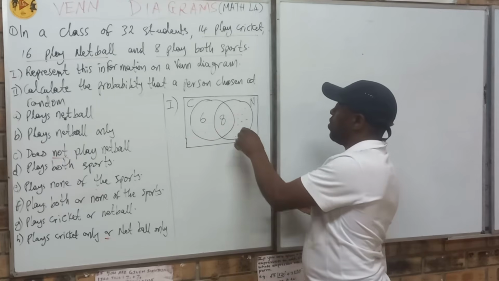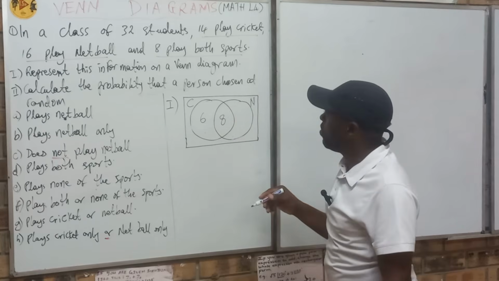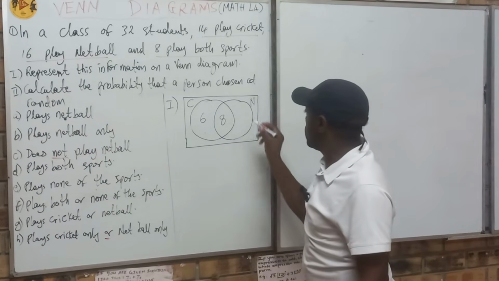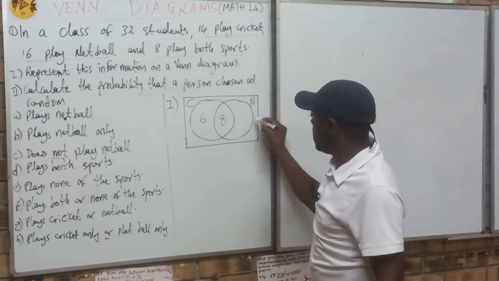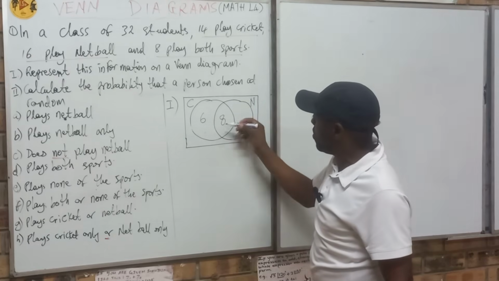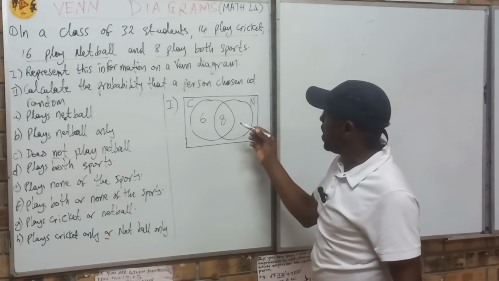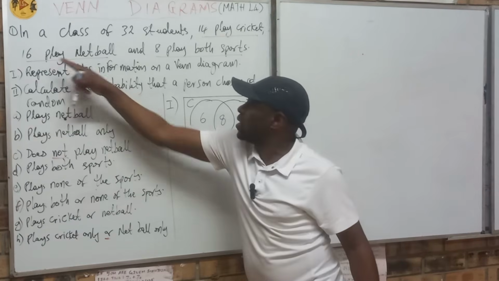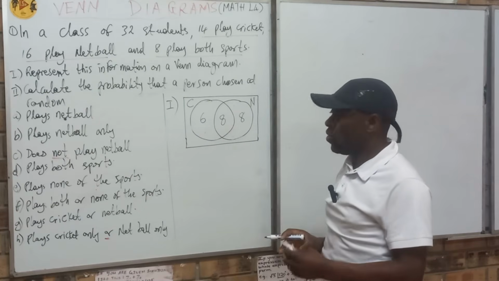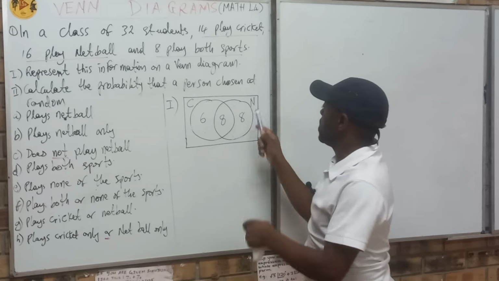The same thing goes for the portion for netball only. The total who play netball is 16, so 16 fills the whole circle for netball. But this whole circle for netball is made up of those who play both and those who play netball only. To get those who play netball only, you must take 16 minus 8, and that leaves me with 8.